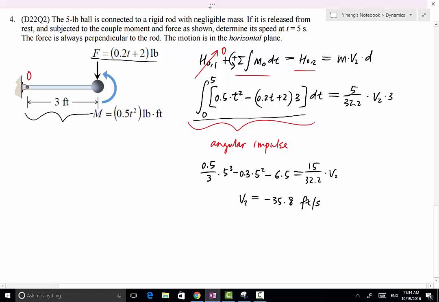The negative sign indicates that the final angular momentum is clockwise about O. Therefore, in order for the ball to have clockwise angular momentum about O, v2 must be vertical down.